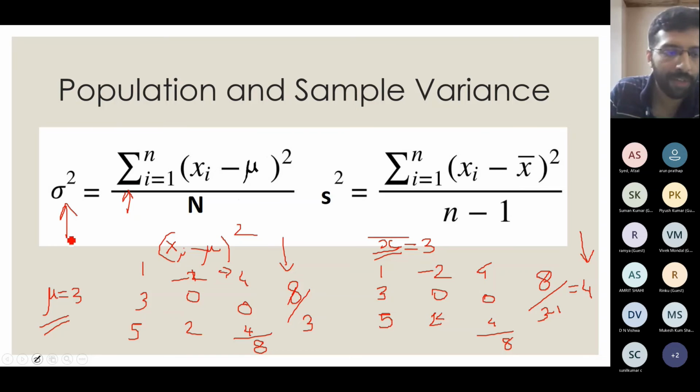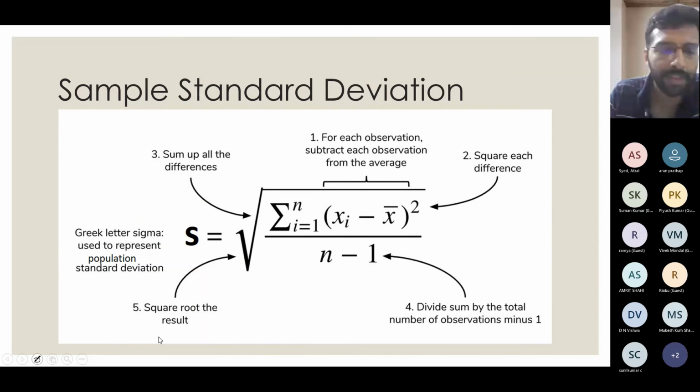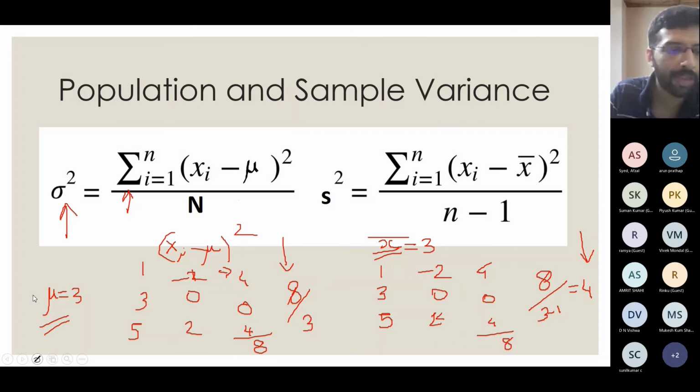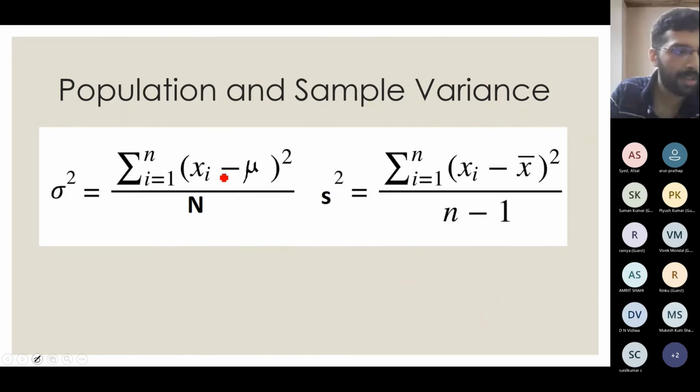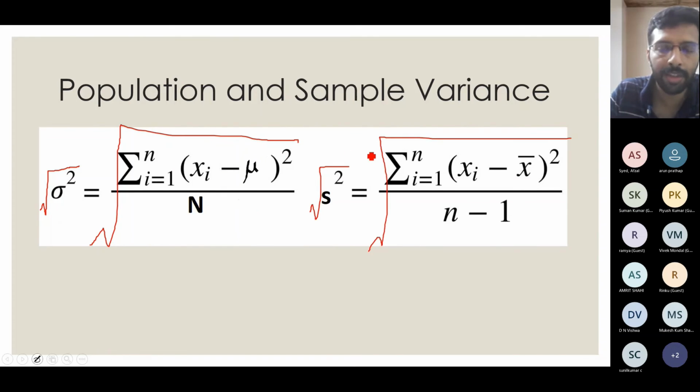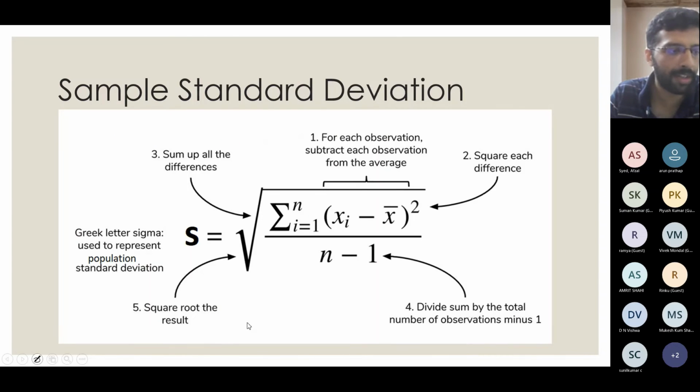Okay. Now once we define variance, the next step is standard deviation, which is very simple. Either for a population or a sample, you have to find the square root of the variance. So you take the square root on this side, you get the population standard deviation. You take the square root of this, you get the sample standard deviation. We will not go through examples because in the previous example, if you take the root of 4 or root of 8 by 3, you will get the standard deviation.